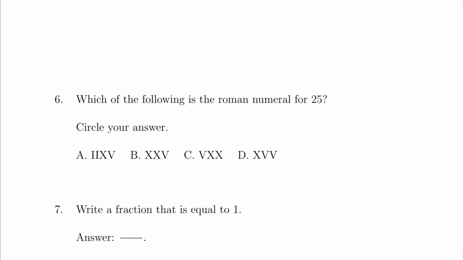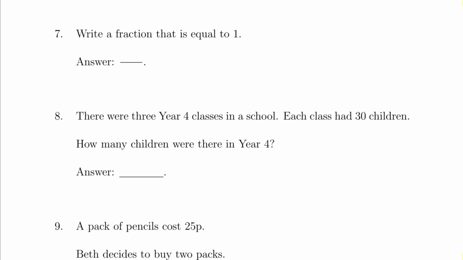Okay, we are at the next page, number 6. Which of the following is the Roman numeral for 25? Circle your answer. Well, 25. 20 is 10 and then 10 again. And then you have 5 here. So XXV, this one.